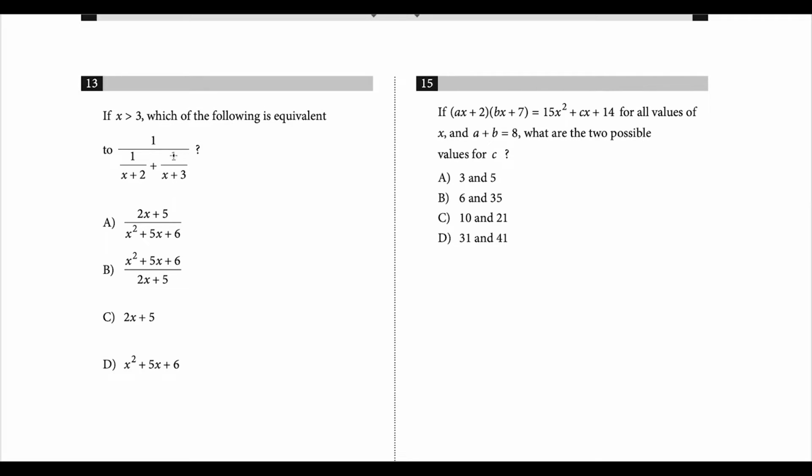So question 13, we have if x is greater than 3, we want to find which of the following is equivalent to this expression. Now they tell us x is greater than 3 because when x equals -2 or -3, this expression is undefined. Now my first instinct with this question is to multiply the top and bottom of this expression by x plus 2, x plus 3. And what that will accomplish is it's going to get these denominators to simplify a bit more.